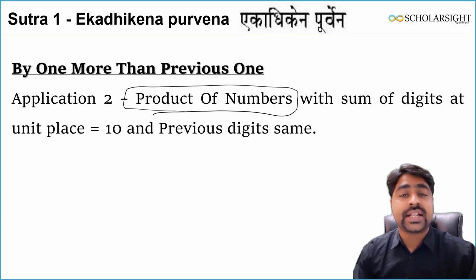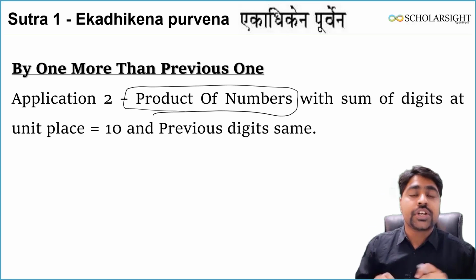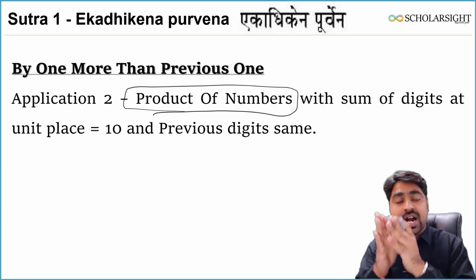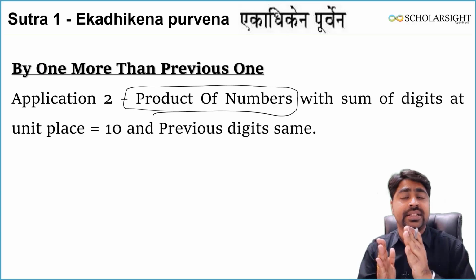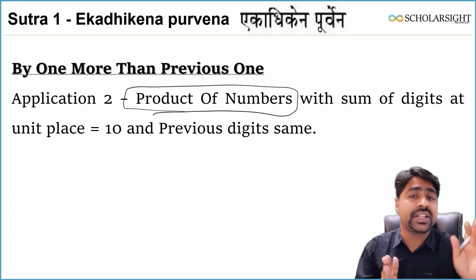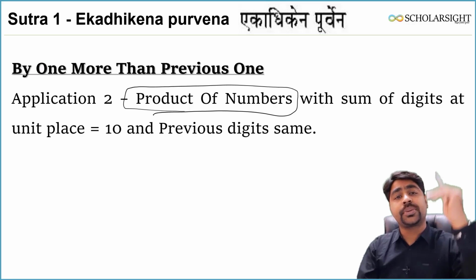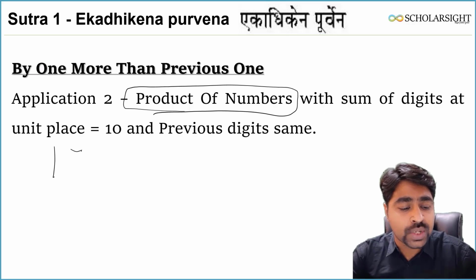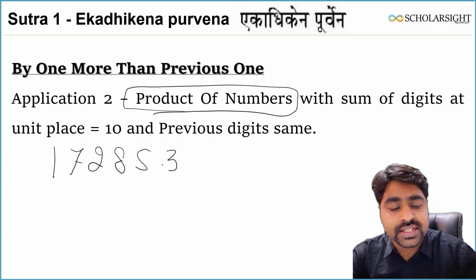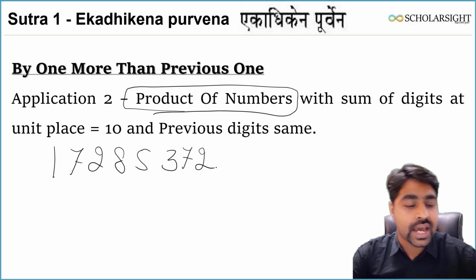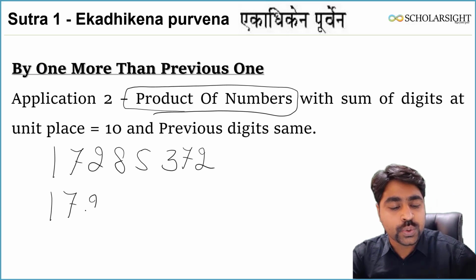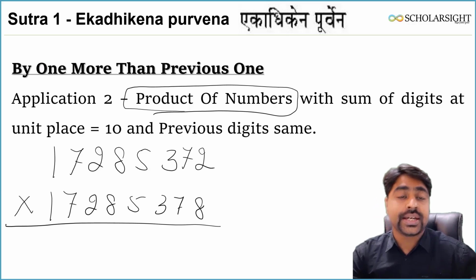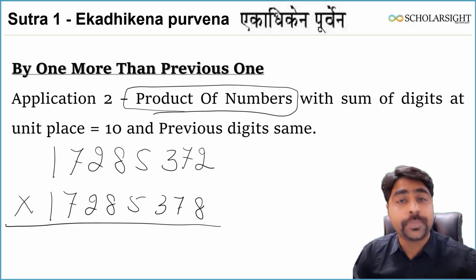And what is the condition? That all the unit digit numbers should be having a summation of 10. And apart from the unit digit, whatever is there in the tens place, 100 place, or even the thousands place, it should be the same. Okay. For example, if I say a number is 17285372, okay, and the second number is 17285378. So here Ekadikena Purvena would be applicable.